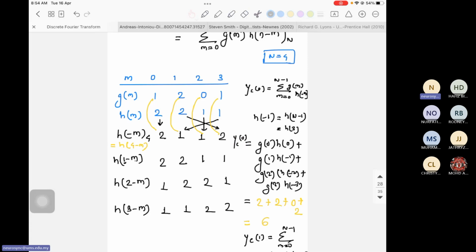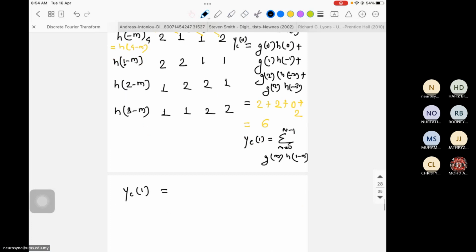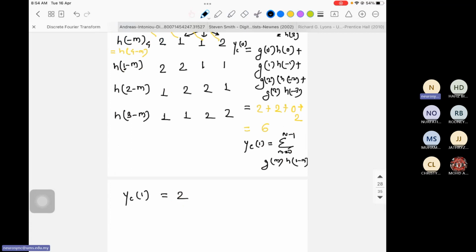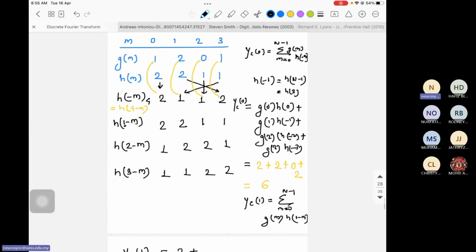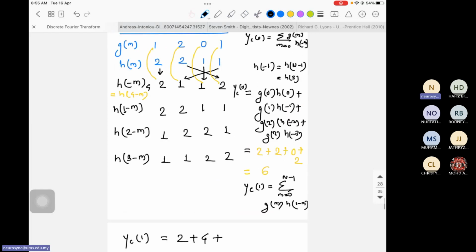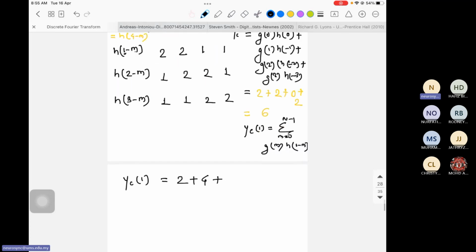So I will write here yc of 1 is nothing but 1 into 2, that is 2, plus 2 into 2, this is 4, plus 0 into 1 is 0, and 1 into 1 is 1. So 0 plus 1, this is equal to 7. Okay. So like that, yc of 2 is equal to, yc of 3 equal to.